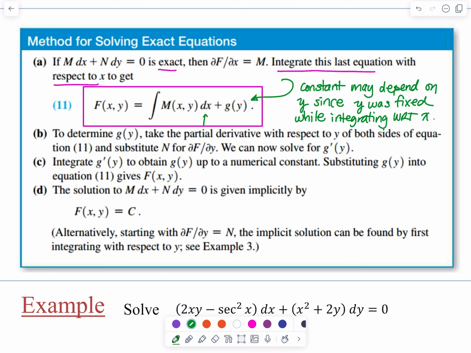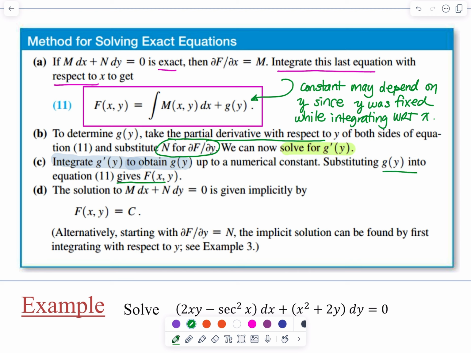Continuing on, then to determine g of y, we will take the partial derivative with respect to y of both sides of this equation and substitute N in for the partial derivative of f with respect to y. And here, this is going to help us solve for g prime of y. We will then integrate g prime of y to come up with g of y up to a numerical constant, and substituting g of y into this equation will give us f of x, y.